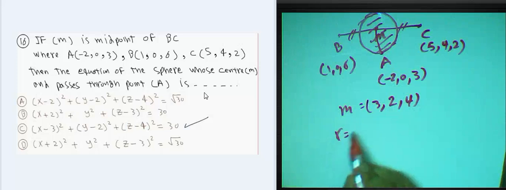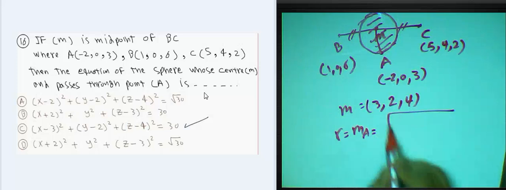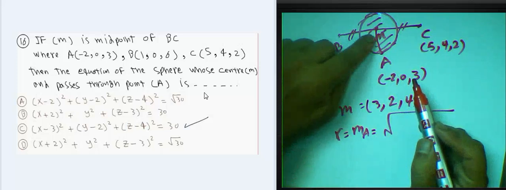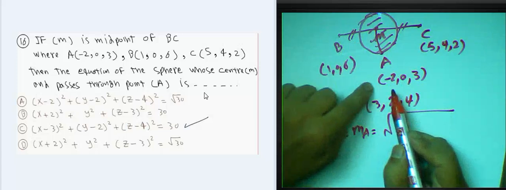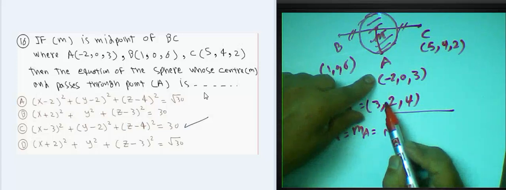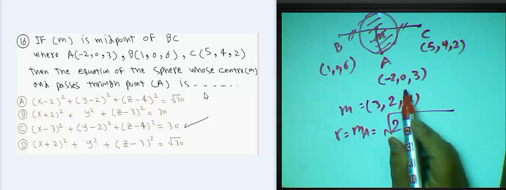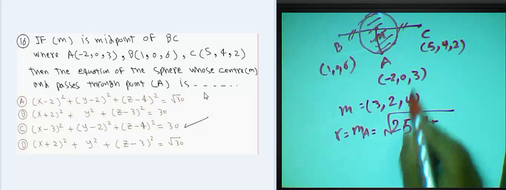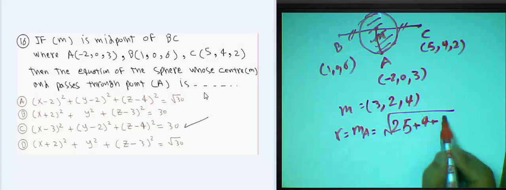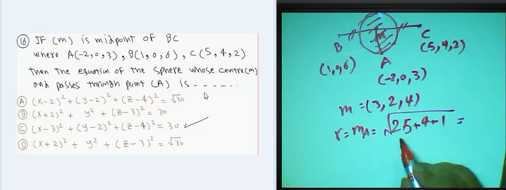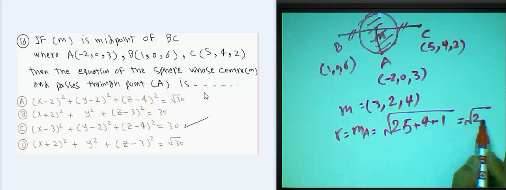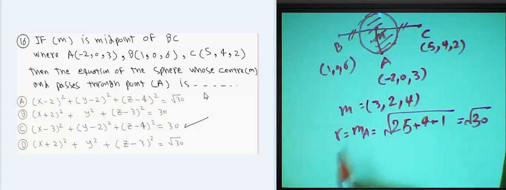Then we can find the radius here. It will be MA, the square root of, we have here M and this point A: 3 minus (-2) equals 5, power 2 equals 25. 2 minus 0 equals 2, power 2 equals 4. 4 minus 3 equals 1, power 2 equals 1. Then the result will be the square root of what? 29 or 30. It will be 30. Okay, sorry, 30 here. So the radius squared equals 30.